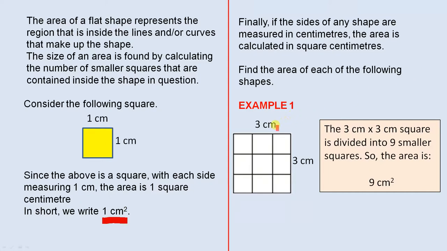Example 1. We have a square which is 3 centimetres by 3 centimetres. So the 3 centimetre by 3 centimetre square is divided into 9 smaller squares. 1, 2, 3, 4, 5, 6, 7, 8, 9. And each of these squares has a measurement of 1 by 1. So the area is 9 square centimetres.